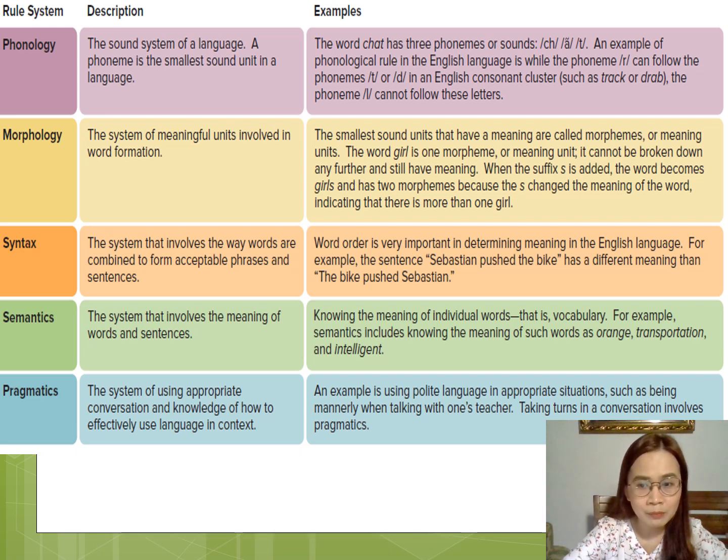Yung one at a time, perspective taking, no? Bata pa lang tinuturo na yan na kapag may nagsasalita, huwag kang sasabat, di ba? Huwag ka muna magsasalita hanggat meron pa nagsasalita. Antayin mo siyang matapos. Yan. Ang tawag dyan ay taking turns or perspective taking, no? Yan. So, part yan ng pragmatics. Okay?